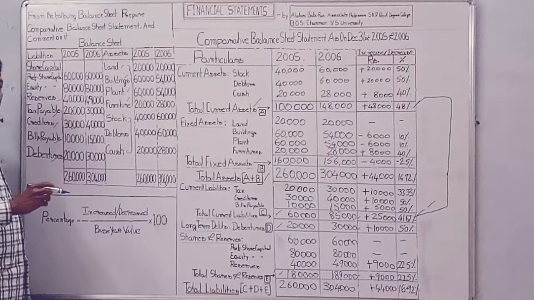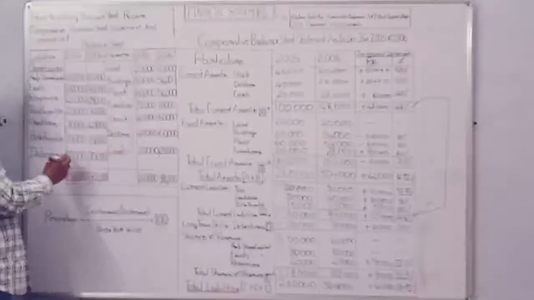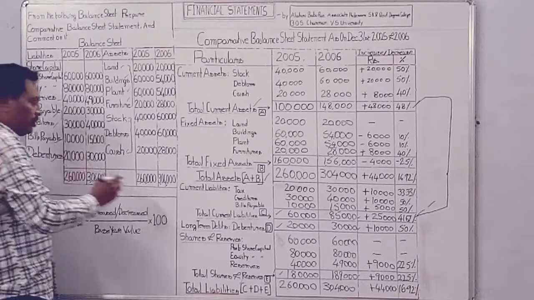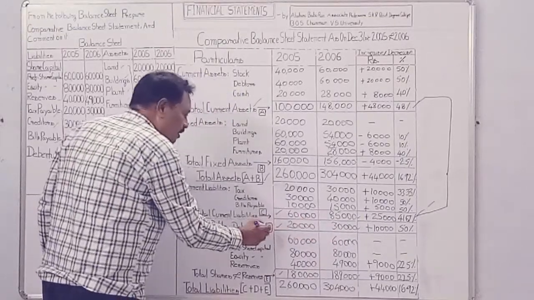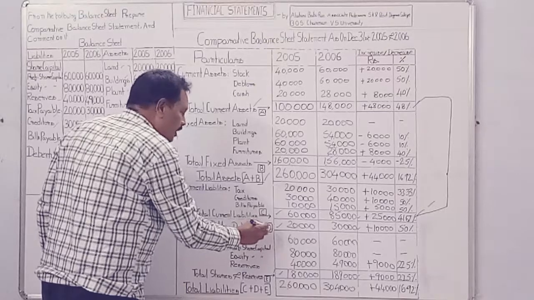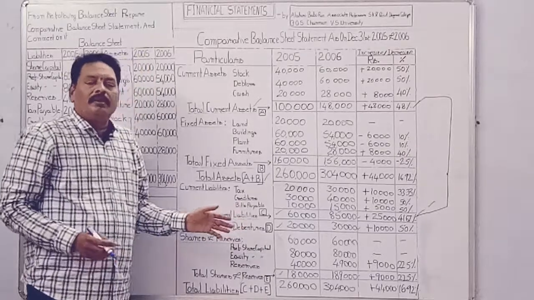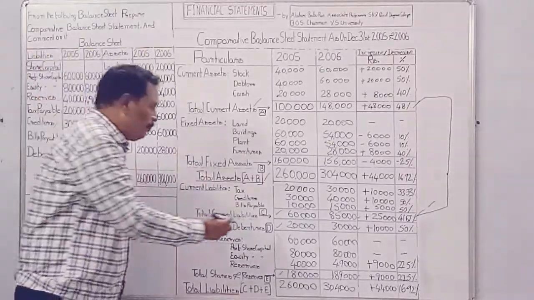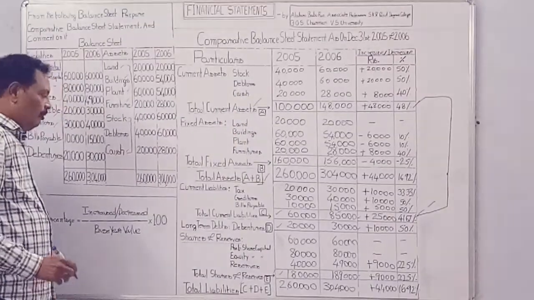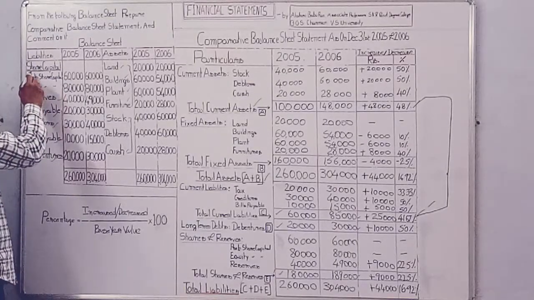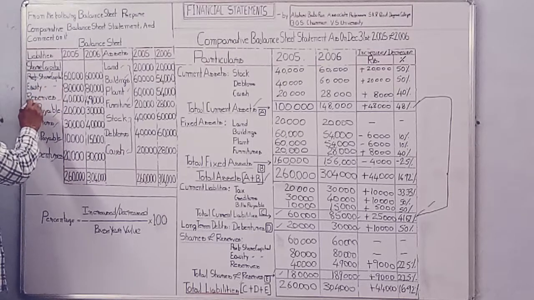And next, write the long-term debts. Under this heading, only debentures are given in the balance sheet, 20,000, 30,000. So you write 20,000 and 30,000. For this, you put D letter in a box. It indicates total long-term debts. That means here only debentures are given. That's why you simply underline this.